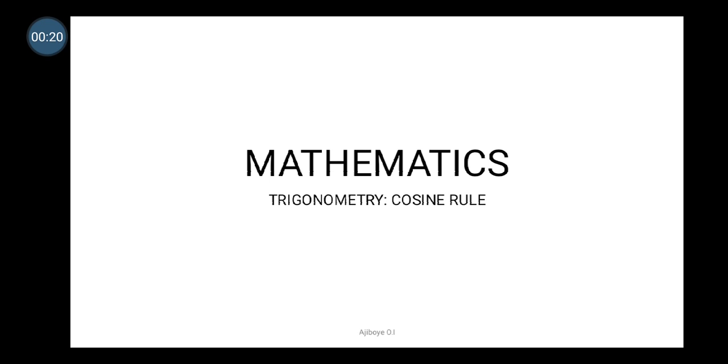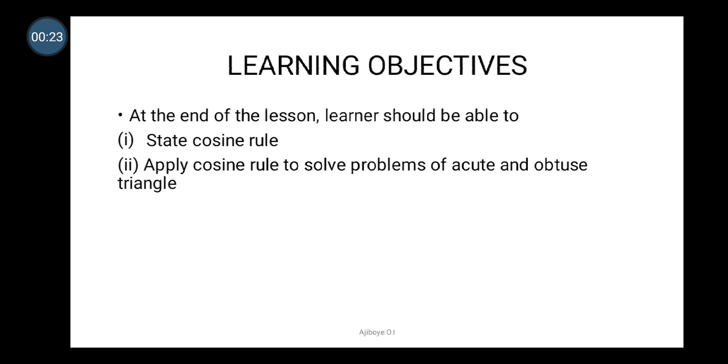Cosine rule. Okay, so our learning objectives. At the end of the lesson, learners should be able to state the cosine rule, and learning objective 2, learners should be able to apply the cosine rule to solve problems of acute and obtuse triangles.